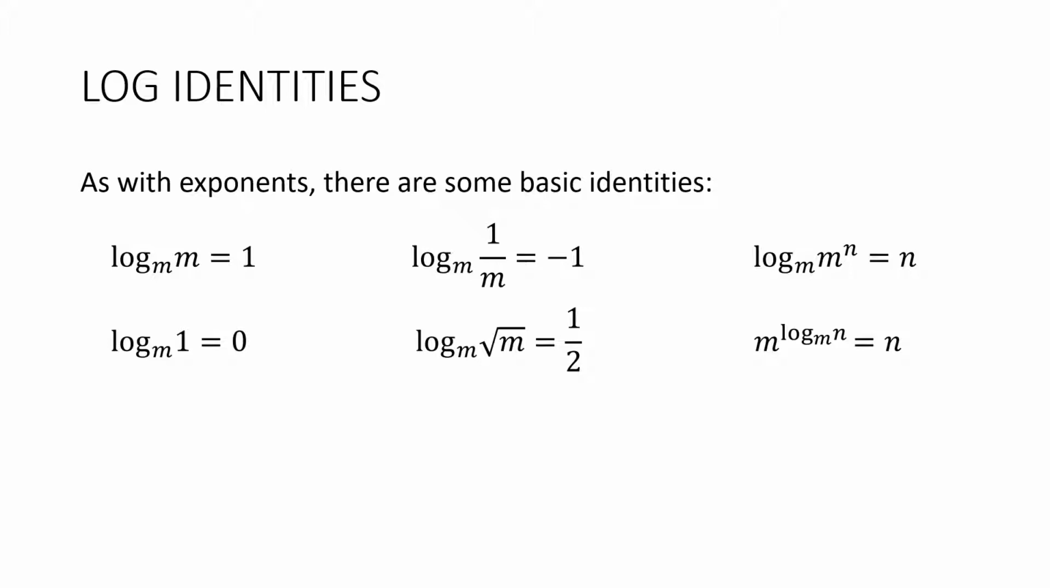Let's write that out, see if you can make sense of it. M to the power of what is equal to m to the power of n. Can you see that the what there is n? So effectively, this cancels out. And then finally, this last one is kind of the same thing in reverse. M to the power of log base m of n is also equal to n. Again, you've sort of got a cancelling out thing happening here.